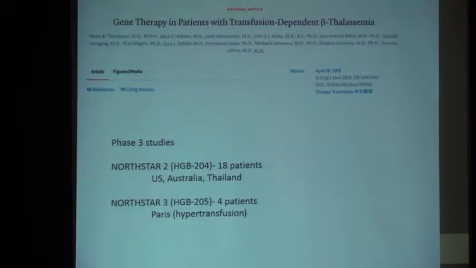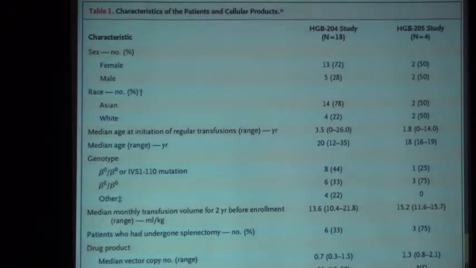The reason I've put hypertransfusion is that these patients underwent at least 3 months of hypertransfusion before they had their stem cell collection, which was different from the patients in the North Star 2. So these are the patient characteristics, and what we want to focus on is the genotype. For the North Star 2 study, there were 8 patients with beta-0 or IVS1110 mutation, and in the other one there was 1 patient. There were 6 patients with hemoglobin E beta-0, and 3 patients for the second study, and then there were a few with other genotypes.